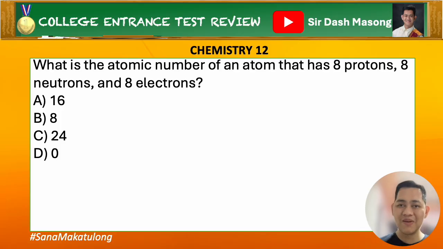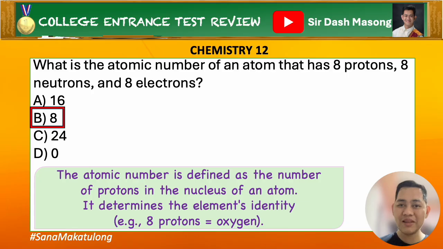Go! Try to pause this video and answer it on your own. The correct answer is letter B, 8. Bakit? Yung atomic number, it's defined as the number of protons in the nucleus of an atom. Ayun yung nagdedetermine ng element's identity. For example, yung element na may 8 protons ay oxygen.